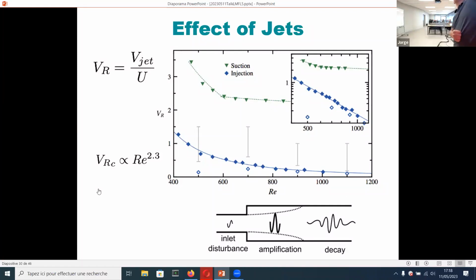In green is the suction. Of course, when you do a suction disturbance, you need a very large amplitude. You need to suck 10 times more than you pass through to get a transition to turbulence. So below the green dots, the flow is laminar. Above, the flow becomes turbulent. And then the blue diamonds are at the transition threshold for the single jet.